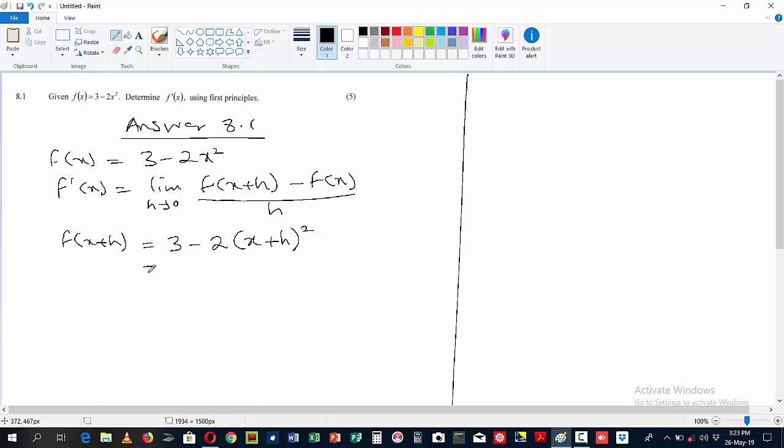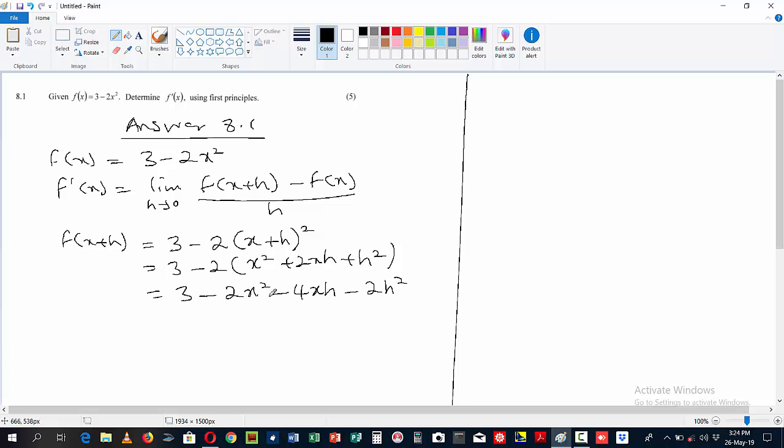So therefore, we are going to have 3 minus 2 into x squared plus 2xh plus h squared. That is, you expand the x plus h squared. We are going to have x squared plus 2xh plus h squared, which is going to give us 3 minus 2x squared minus 4xh minus 2h squared.